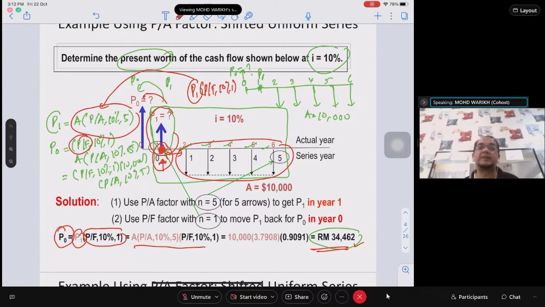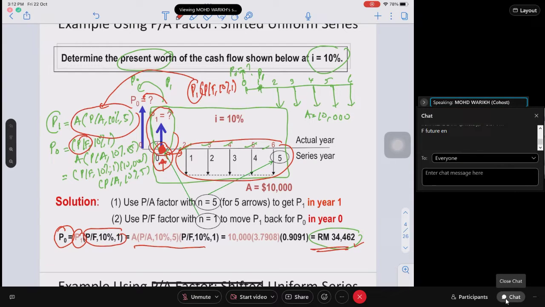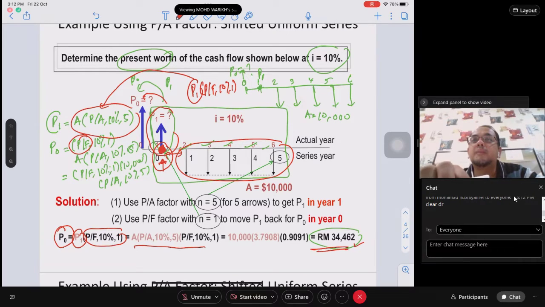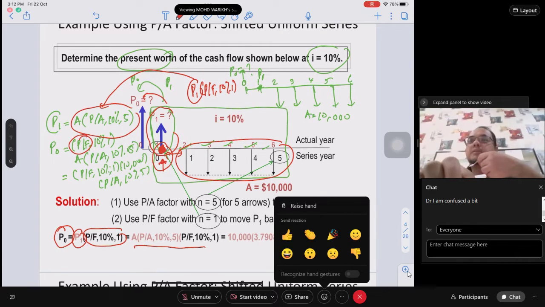Do you understand? Any question? So far so good? Islam, are you here? Confused? Which one confused?